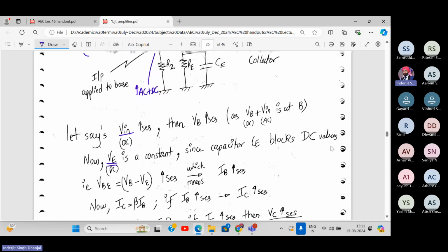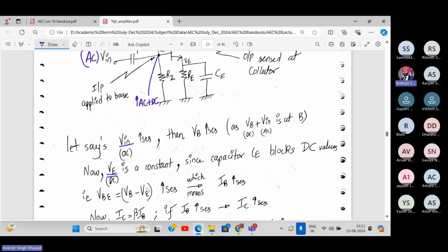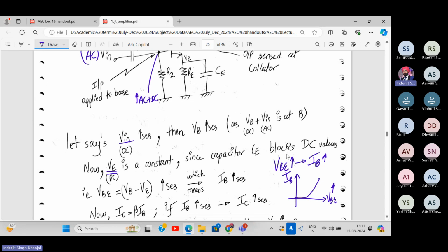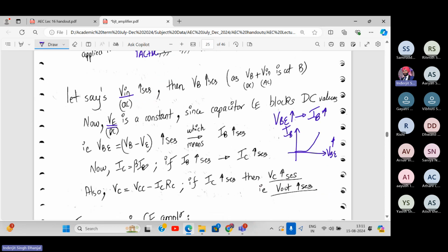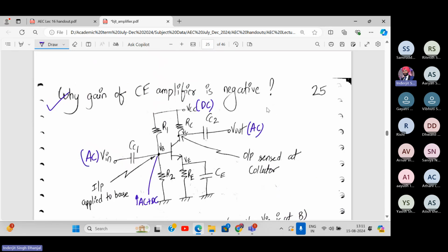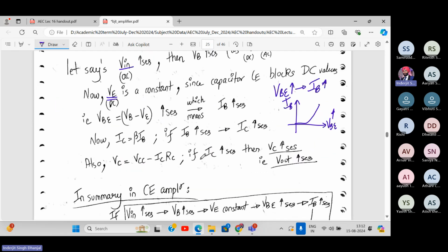Now what will be VBE? VBE is VB minus VE. VE is constant, so VBE is increasing. If VBE increases, what happens to IB? It increases. From the graph, you remember, this is IB versus VBE. So VBE is increasing, IB is increasing. That means IC increases because IC is beta times IB. Now, what is the output voltage over here given by VC? At this point, it's VCC minus ICRC, the DC value of it. So right now we have IC increasing.